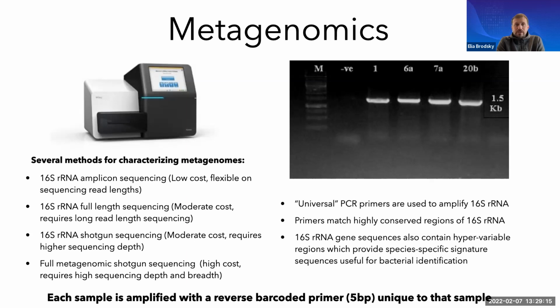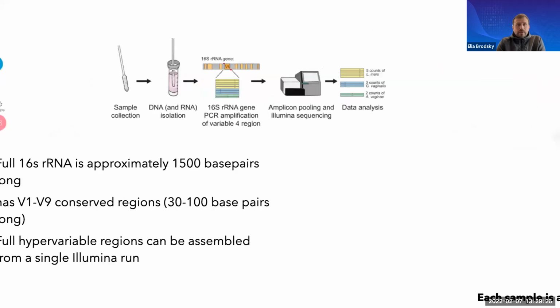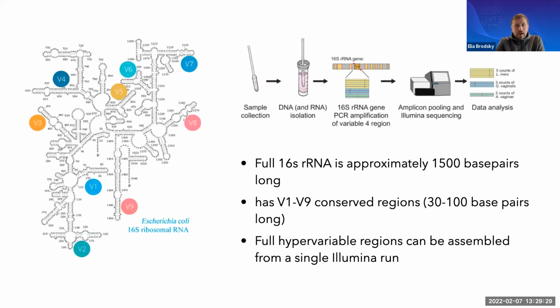The 16S gene sequences contain hypervariable regions that provide species-specific signature sequences useful for bacterial identification. So the bacterial 16S gene contains 9 hypervariable regions, V1 to V9, ranging from about 30 to 100 base pairs long, that are involved in the secondary structure of the small ribosomal subunit. The degree of conservation varies widely between hypervariable regions, with more conserved regions correlating to higher level taxonomy and less conserved regions to lower levels, such as genus and species.